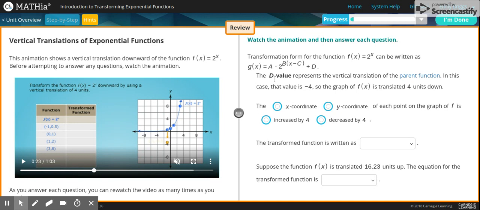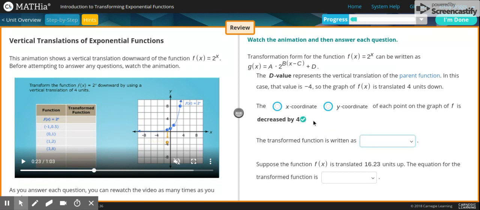So the d value represents a vertical translation of the parent function. In this case, that value is -4, so the graph of f of x is translated down 4 units. So either the x or y coordinate of each point on the graph of f is increased or decreased by 4. So if we're going down, we know that it means that it's decreased by 4. And then you're not changing your x coordinates, you're changing your y coordinates.